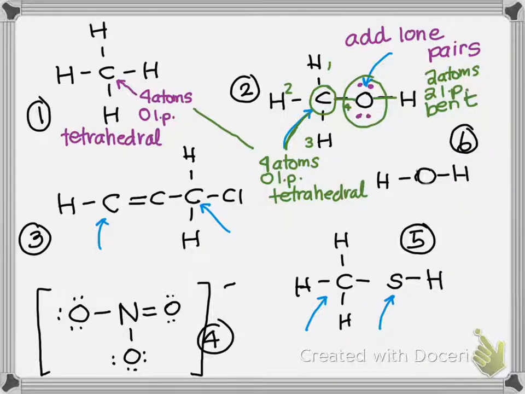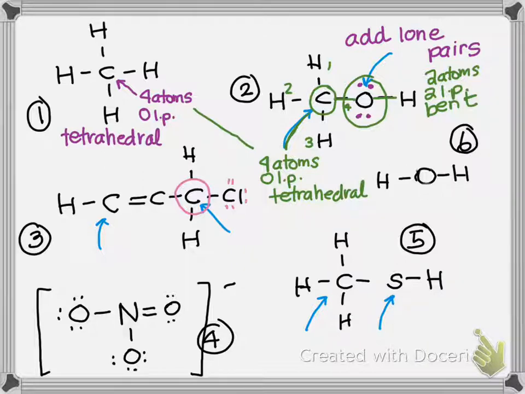Okay, so let's look at number 3. At this first carbon, I could add lone pairs here, but I might ask you, why would that not change the shape? Chlorine would need lone pairs because it doesn't have 8. But since we're looking at the shape around this carbon, those lone pairs won't affect the shape, because we're only looking at the lone pairs around the central atom that we're looking at.